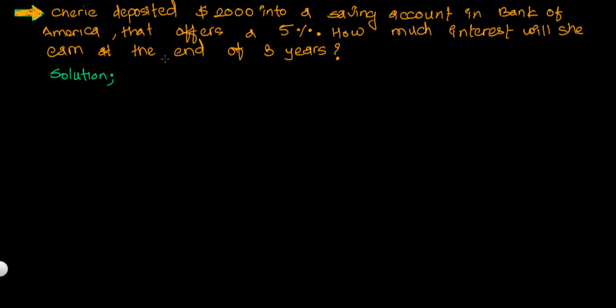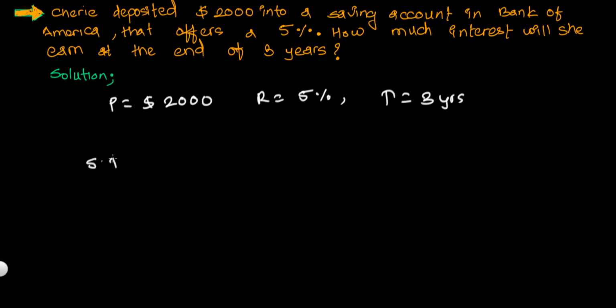Now let us do a problem regarding simple interest. The question tells us that Cherry deposited $2,000 into a savings account in Bank of America that offers 5% interest. How much interest will she earn at the end of 3 years? In this question, the principal amount P is given to us as 2,000, the rate is 5%, and the time is 3 years. We are supposed to find the simple interest.